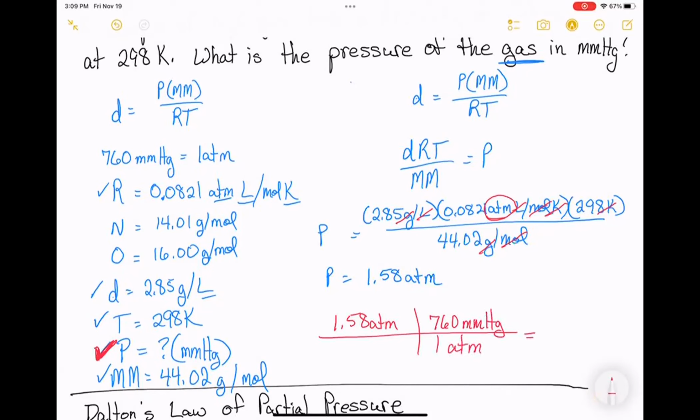And when I did so, I would have gotten 1.20 times 10 to the third millimeters of mercury. But I will definitely accept all the three answers that were given, 1204 or 1200. Pay attention to units. Don't forget them.